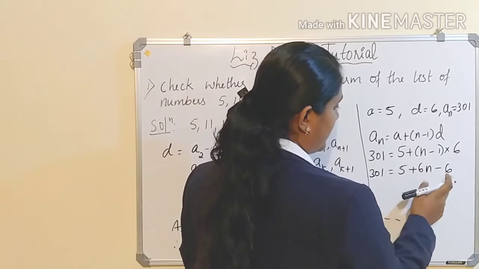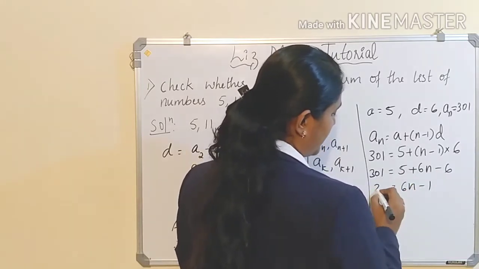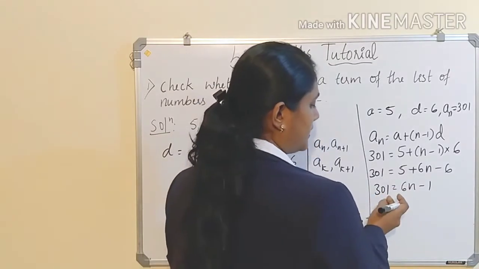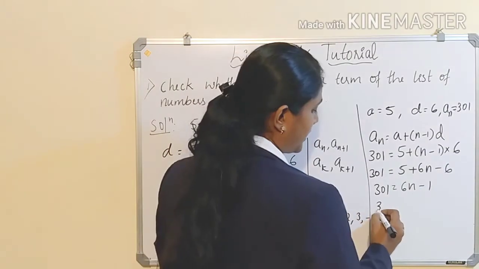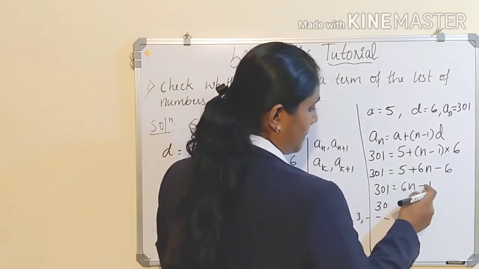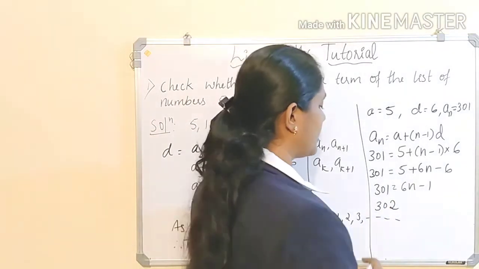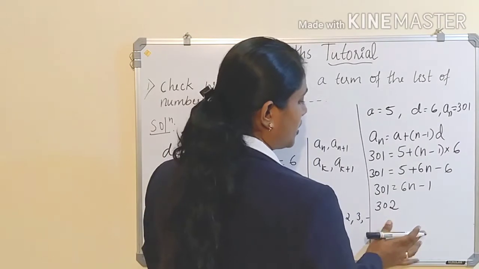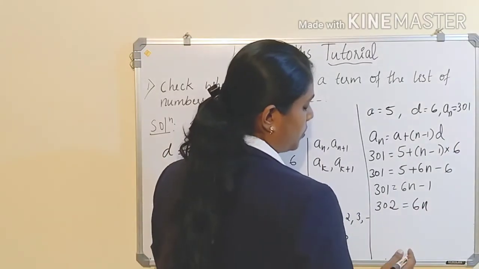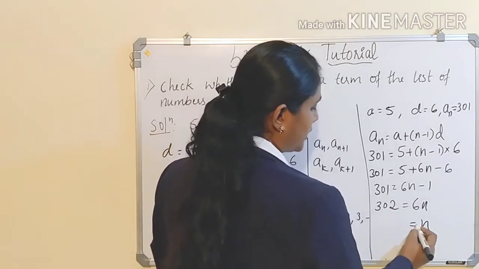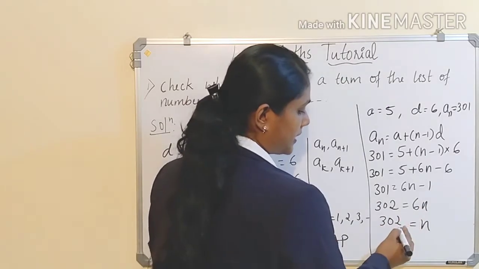Now simplify here, you will get 6N minus 1, equal to 301. Take this minus 1 to the other side, so you get 301 plus 1, which is 302. Then 302 is equal to 6N. So now N is equal to what? You have to find N, so bring the 6 down. When it is multiplication on this side, it comes as division on the other.